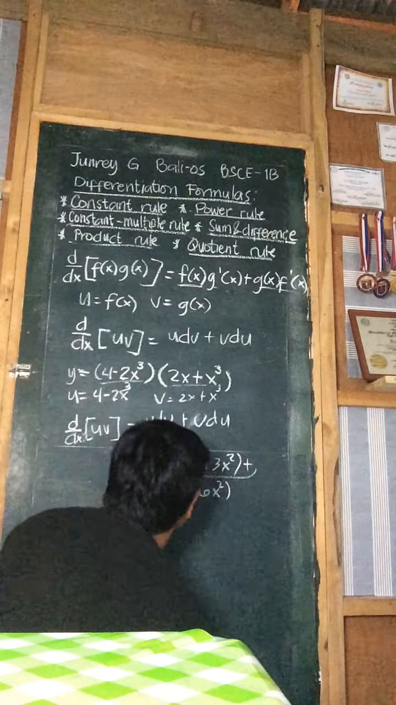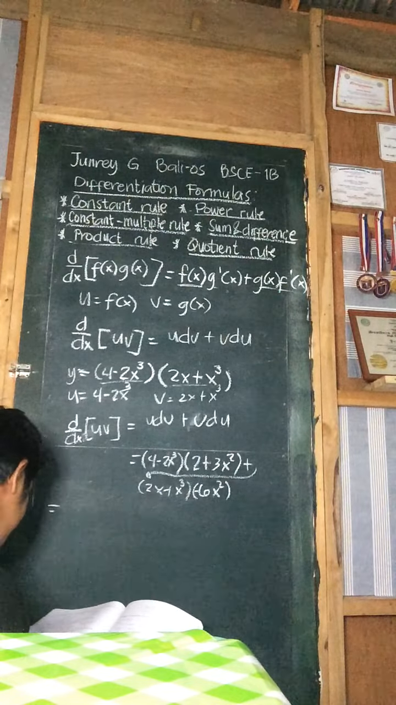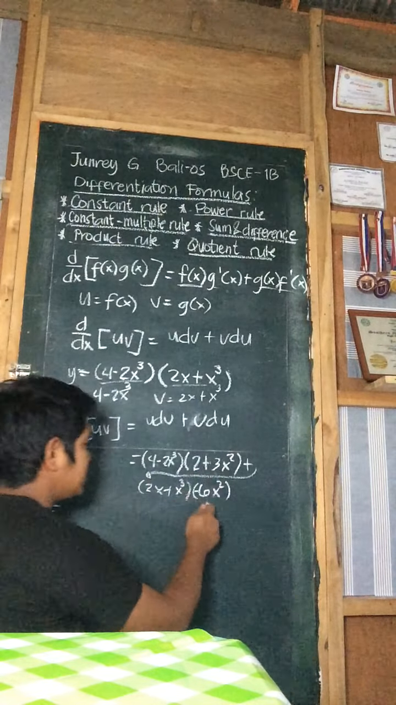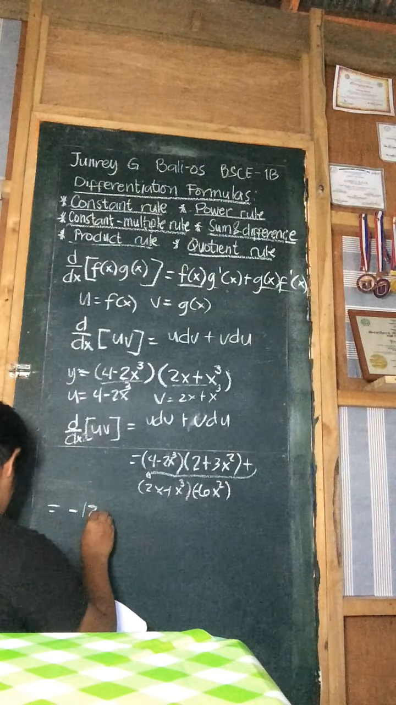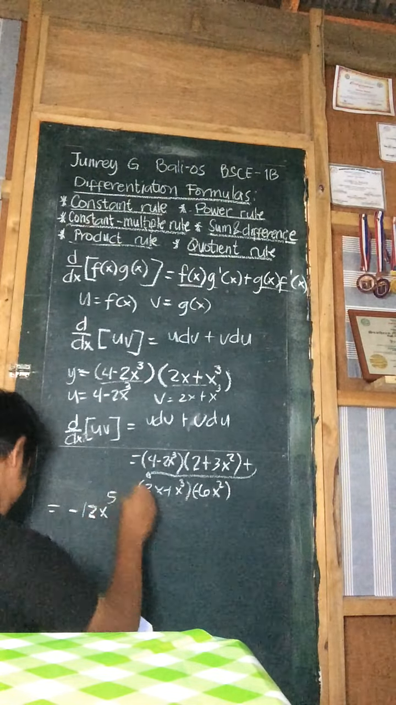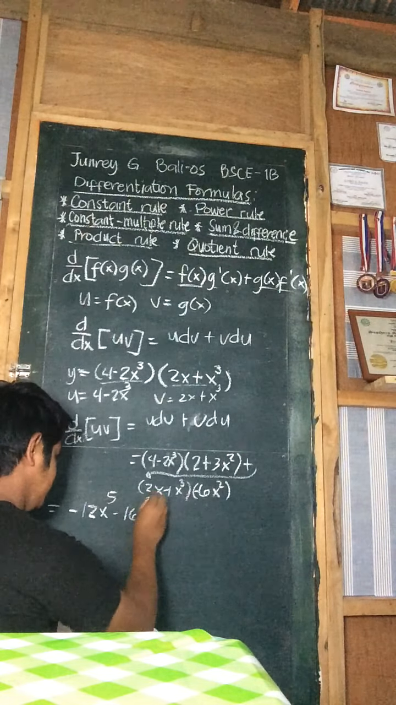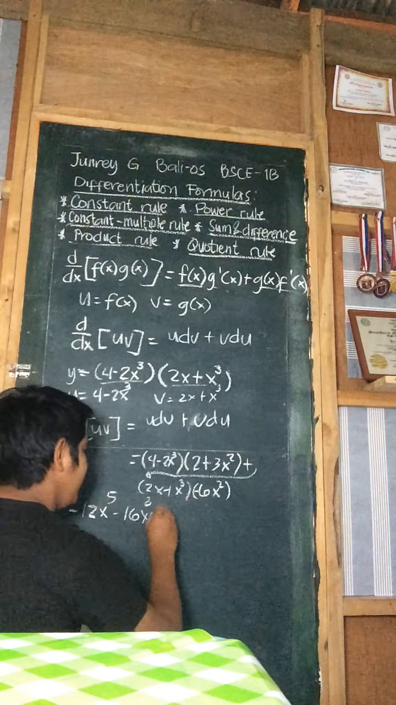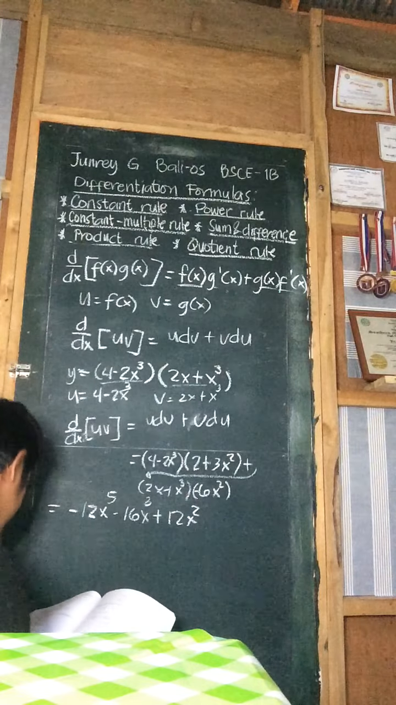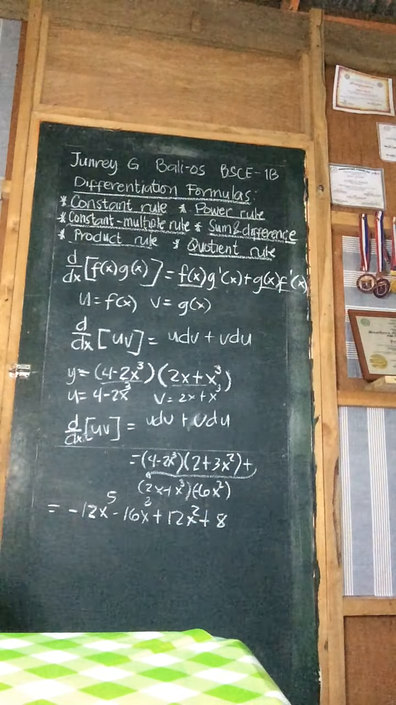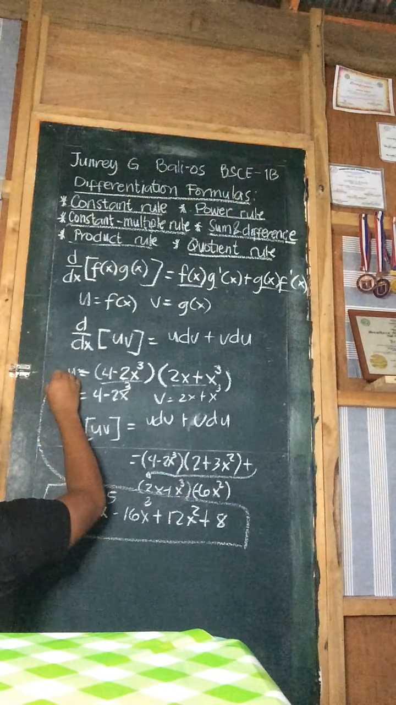So you get me? So to solve this, just multiply this one, then combine the like terms. So the result will be negative 12x raised to 5 minus 16x cubed plus 12x squared, then plus 8. So this is now the derivative of this function.